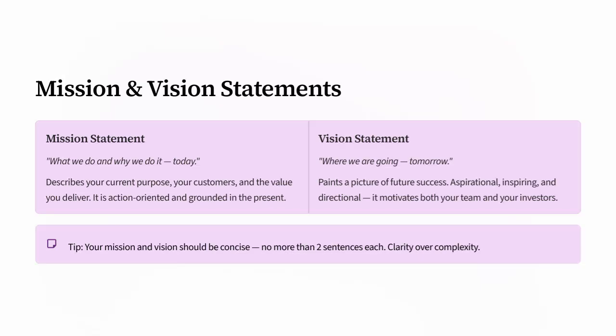Mission and vision statements serve different purposes, but they work best together. Your mission explains the value you create today, what you do, who you serve, and why it matters. Your vision looks ahead, describing the future you want to help create and giving your team and investors a clear sense of direction. The key is clarity over complexity. Keep each statement concise, ideally no more than 2 sentences, so people can understand it quickly, remember it easily, and use it to guide decisions.